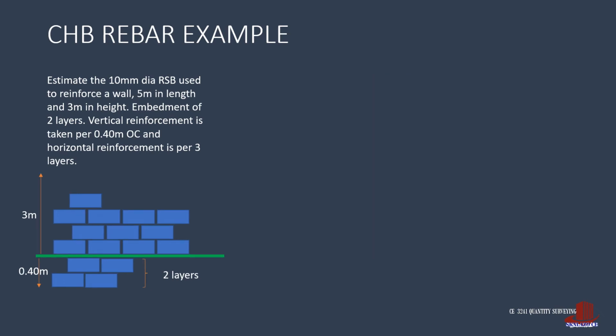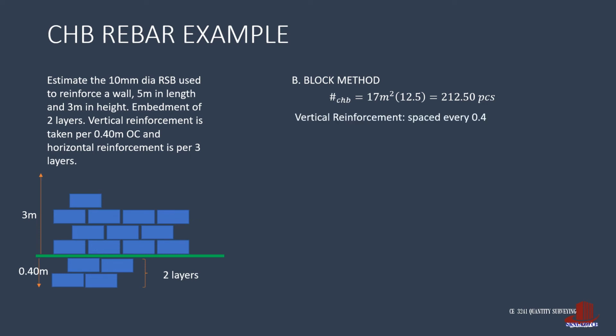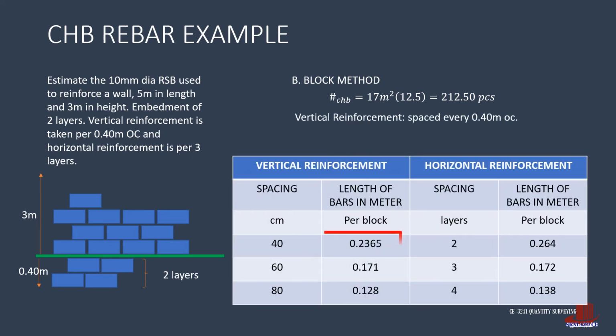The next method to showcase in the example is the block method. Instead of just the area, we are to determine how many concrete hollow blocks are required for the wall, so the area is multiplied by 12.5, which requires 212.5 pieces of CHB. Now for the vertical reinforcement, a factor of 0.2365 is used for 40 centimeter spacing. Thus, the total length of vertical reinforcement is 212.5 multiplied by 0.2365, which is 50.26 meters.